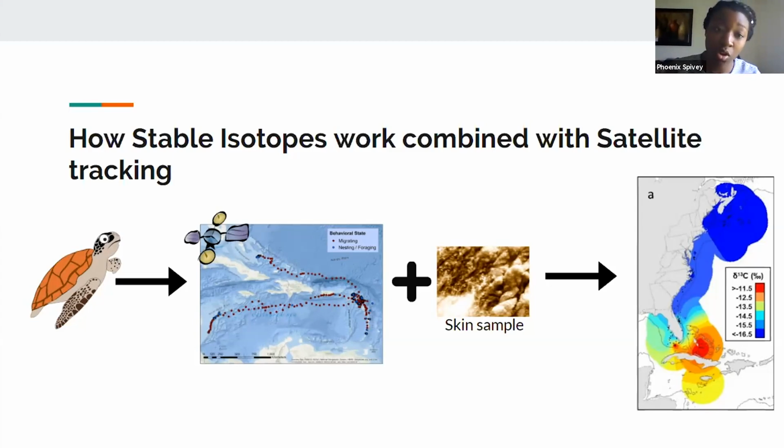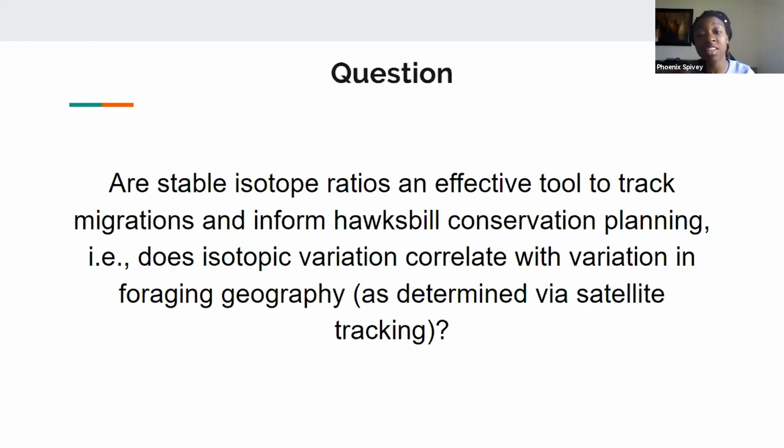So, our question for this project is, are stable isotope ratios an effective tool to track migrations and inform hawksbill conservation planning? Does isotopic variation correlate with variation in foraging geography as determined via satellite tracking?